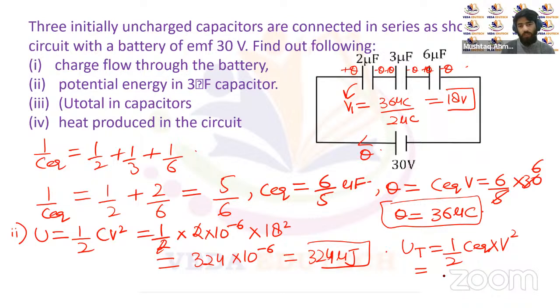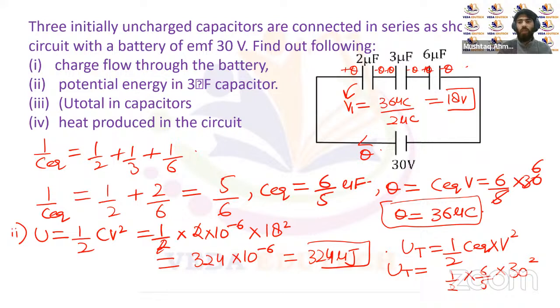C equivalent, you can just put the value of C equivalent here. That will be equal to, C equivalent was calculated as 6 upon 5, right? 6 upon 5 multiplied by V square. That will be 30 square, right? Just compute this value here, and you will get the total energy of all the capacitors, right?